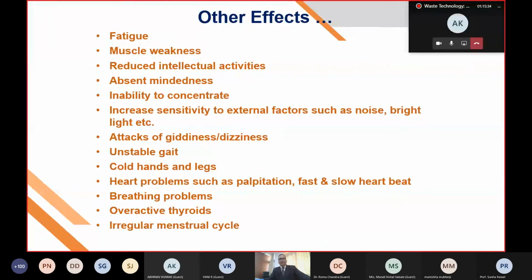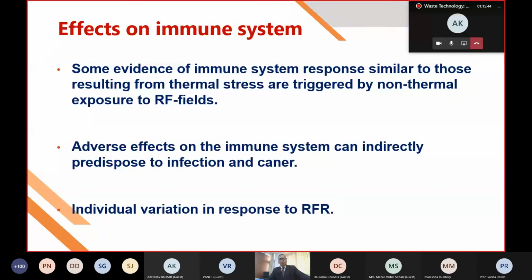And irregular menstrual cycle. Menses have been disturbed because of the exposure. Mood swings are there. Effect on the immune system: an adverse effect on the immune system, indirectly predisposing to infection and cancer. Individual variation in response to RF. So these are there, which say that immunity may also go down because of the exposure.